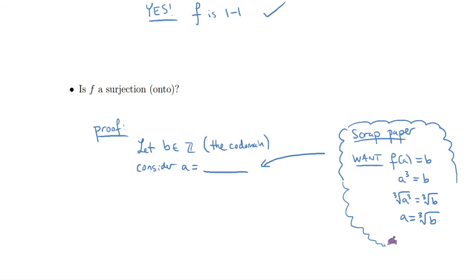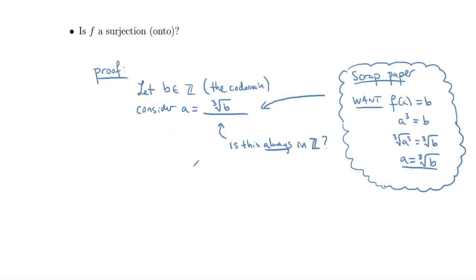Now, normally if you solve for A, that's what you're going to substitute over here. But you have to ask yourself, is this always in A, the original domain? In that case, capital A is actually Z. So in other words, if you gave me an integer and then I take the cube root of it, is that always going to be an integer? If the answer is yes, then you'd be able to finish this, right? The rest of the template would just say, calculate f of A, and that would actually give you B. You'd be done. But it looks like this is a problem, right?